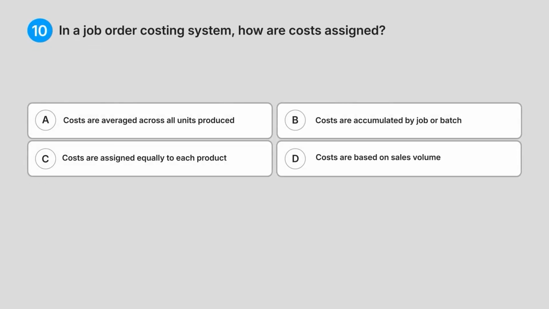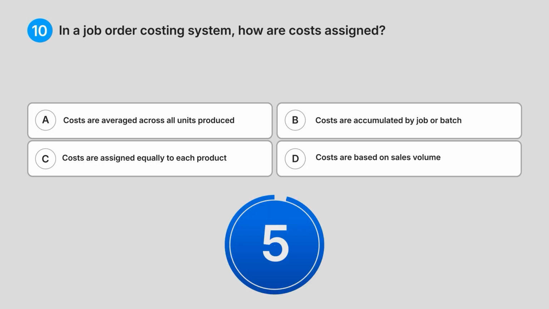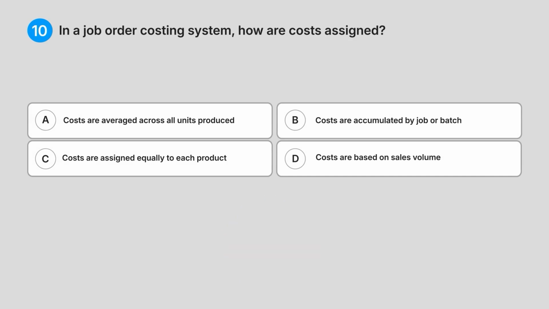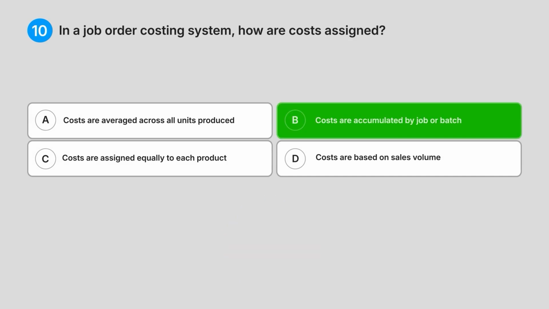In a job order costing system, how are costs assigned? A. Costs are averaged across all units produced. B. Costs are accumulated by job or batch. C. Costs are assigned equally to each product. D. Costs are based on sales volume. Do you know the answer? Correct answer, B. Costs are accumulated by job or batch.